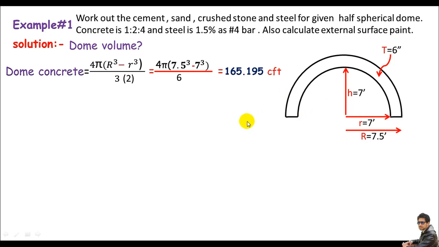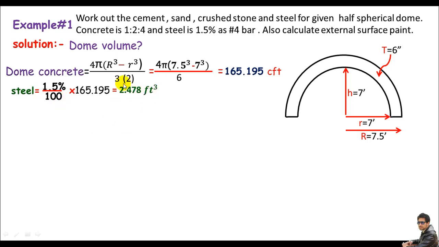And my next approach is the steel. Remember, the steel is 1.5%. And to remove the percent sign, of course, we divide the figure by 100, right? Now, if we have steel 1.5 in 100, how much will be in 165.195? So we'll multiply this factor with this, right? We get, of course, 2.478 cubic feet as steel.